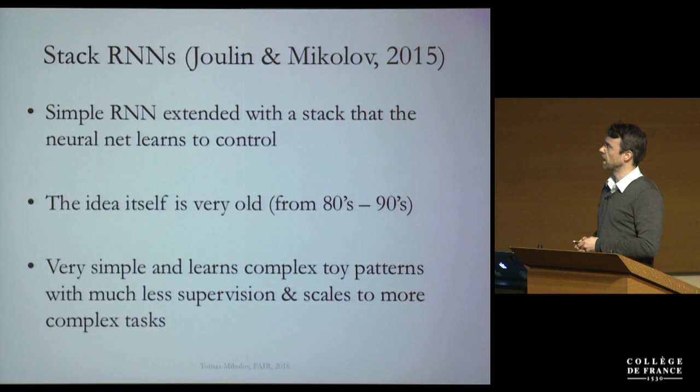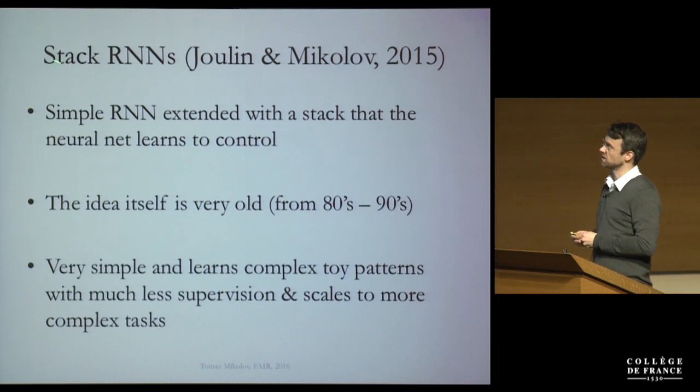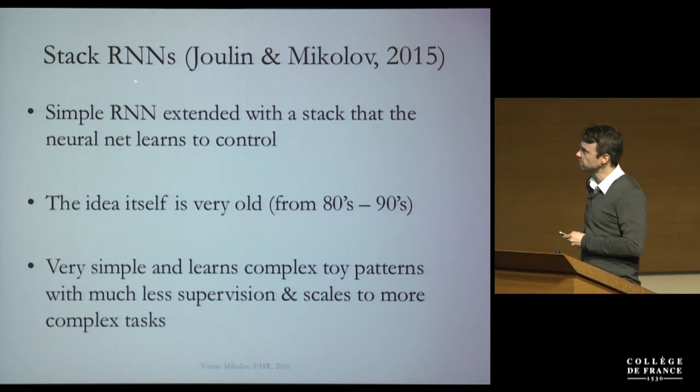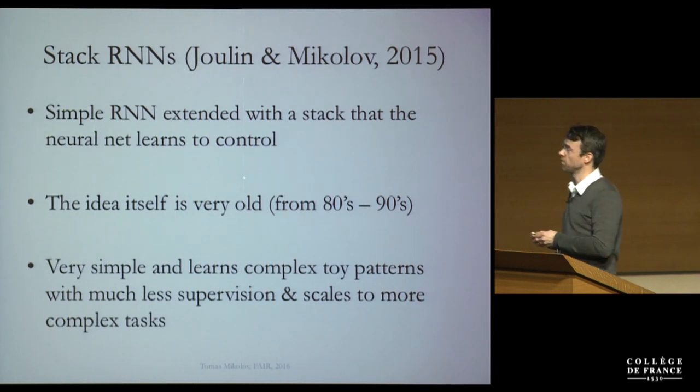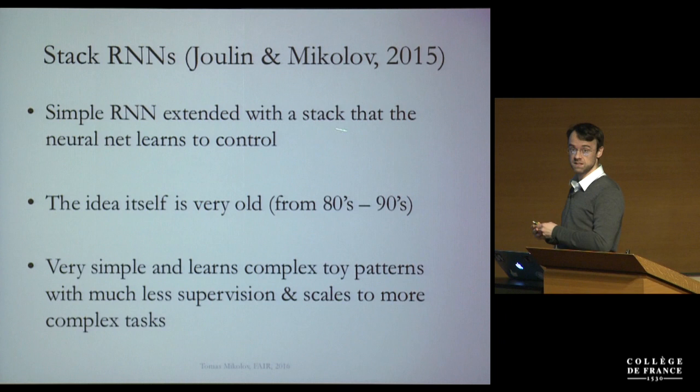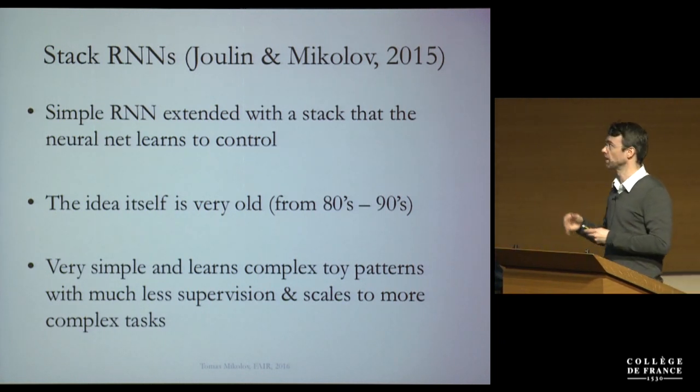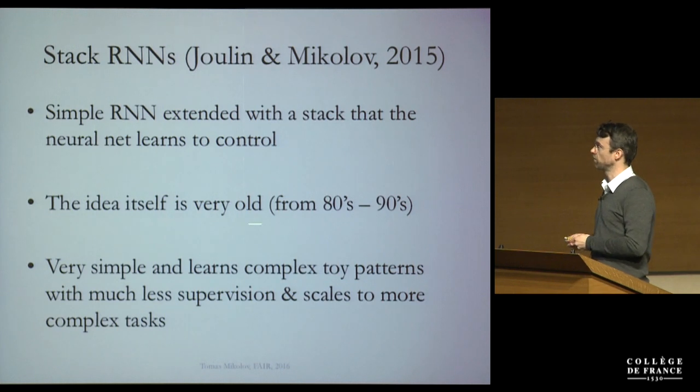Okay, so the first model I'm going to talk about is something called a stack RNN. This was a recent paper from some colleagues at Facebook Research, Armand Joulin and Thomas Mikolov. It is essentially just a simple RNN model where they've augmented it with a stack. This is a standard computer science data structure which you can use for storing things. And the idea itself has been around for a very long time.